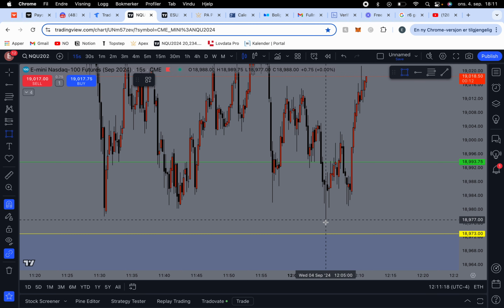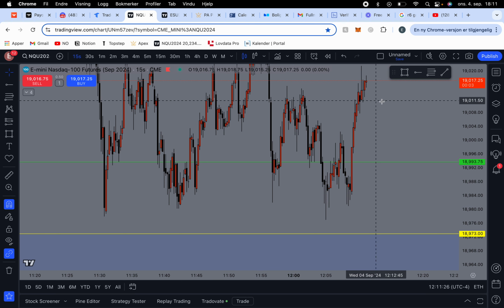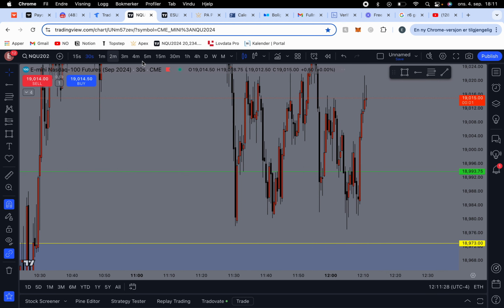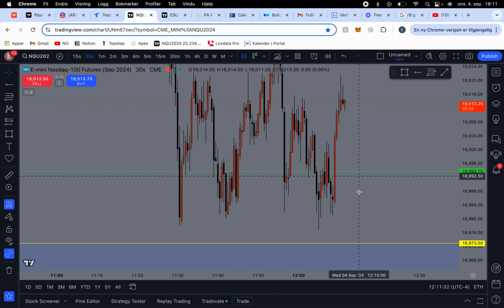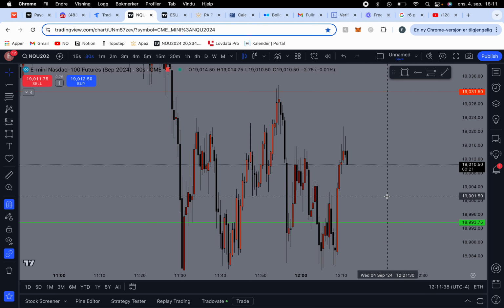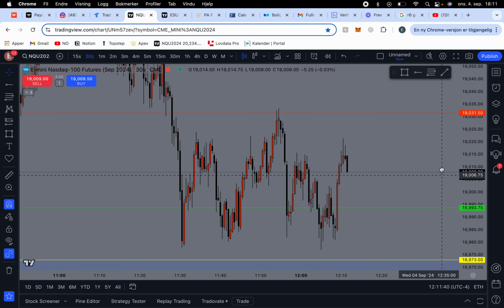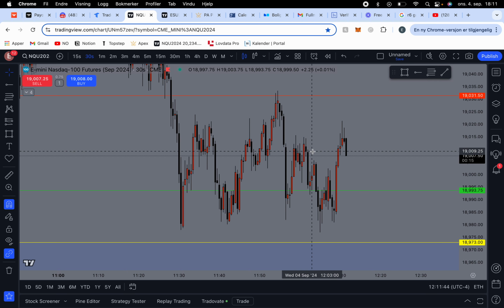You can either use the CE or the 50%, or you can just enter on the beginning of the wick. That's kind of up to you. If you want to make sure that you get an entry, then put it at the beginning of the wick. If the risk is too much, then put it at the CE. Yeah, I guess you get the idea. That's how I use rejection blocks.